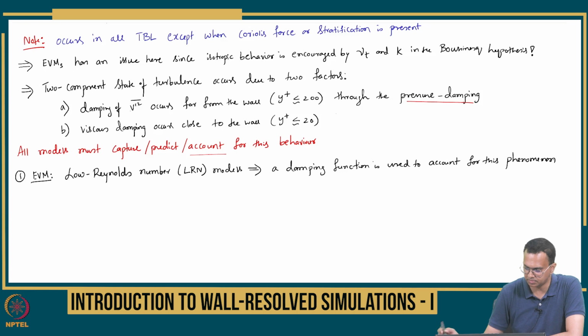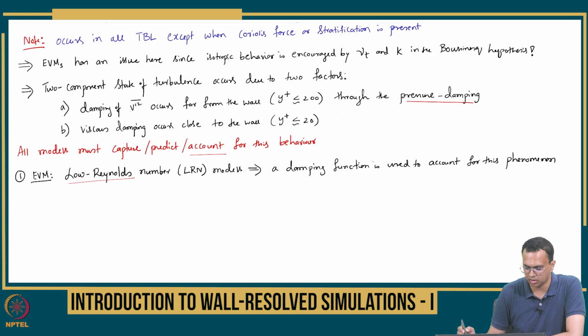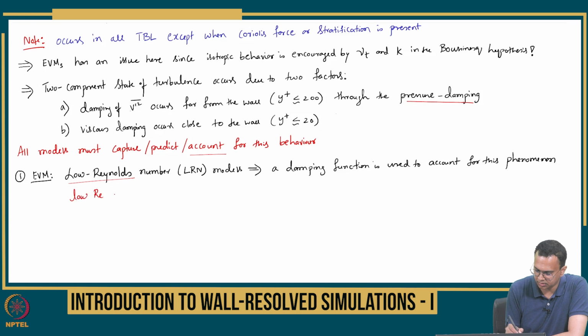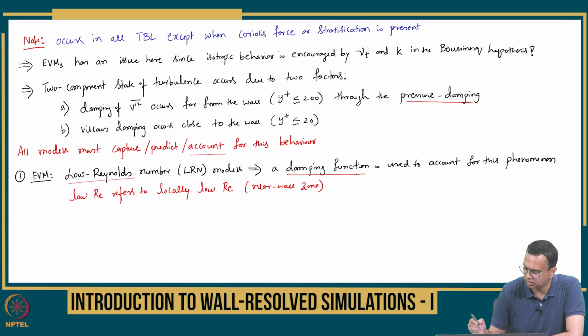Here, low Reynolds number does not mean, as we have seen in the wall function description, the global Reynolds number. It only means locally low Reynolds numbers, that is in your near wall zone. We are not talking about the global Reynolds numbers, your Re delta and so on. And this damping function is now used for all types of eddy viscosity models, that is your typical K epsilon, K omega, all this type of models.